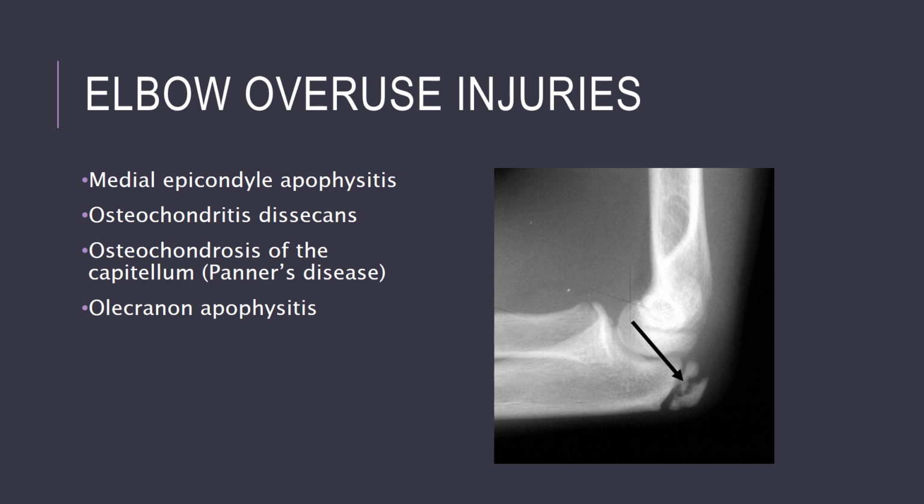Olecranon apophysitis occurs commonly in gymnasts and throwers. Typical symptoms include pain over the olecranon and pain with resisted elbow extension. If this injury is not treated quickly enough, the olecranon process can fragment. Rest appears to be the best treatment for all of these elbow injuries.